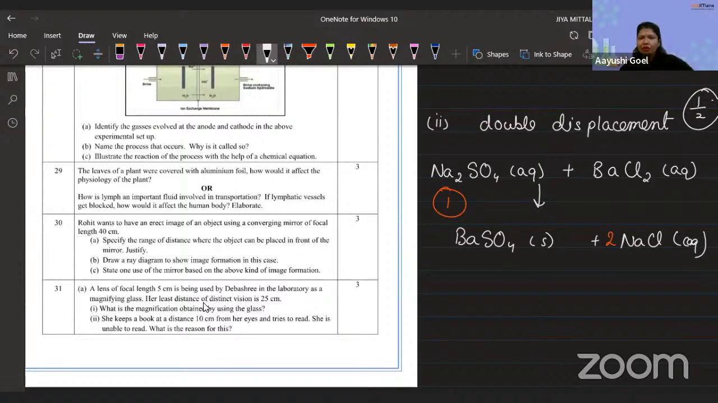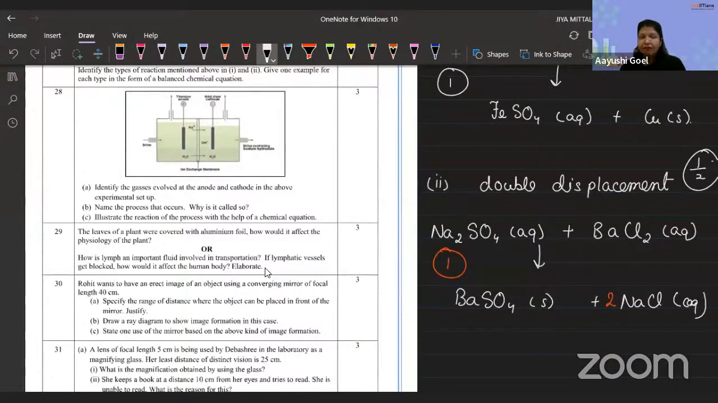Similarly, you can write all the processes here, and each step, what they're asking you, is divided into each portion. Let's see the example, question number 28 also. They have given you 3 questions. So each question will be carrying one mark. Is that clear? Now let's see section D after this.